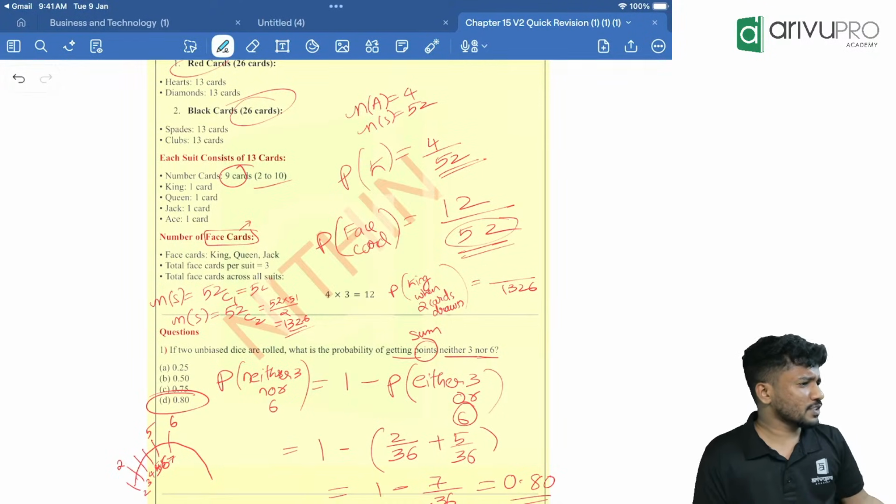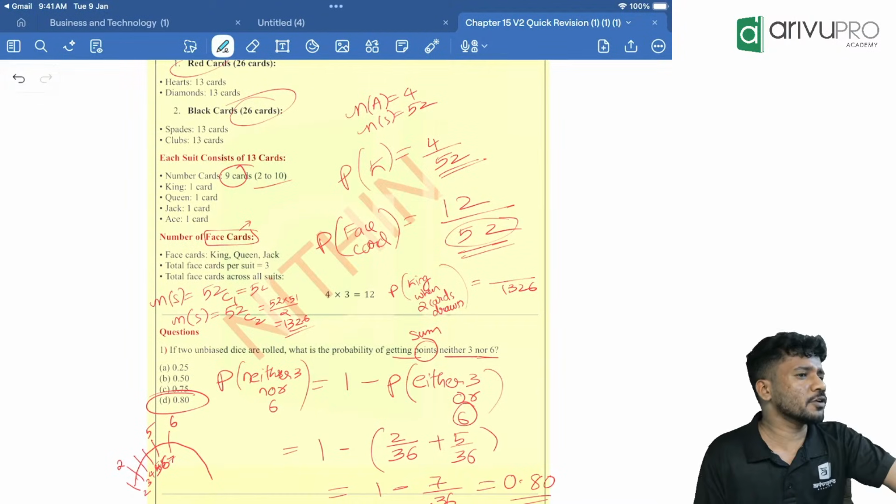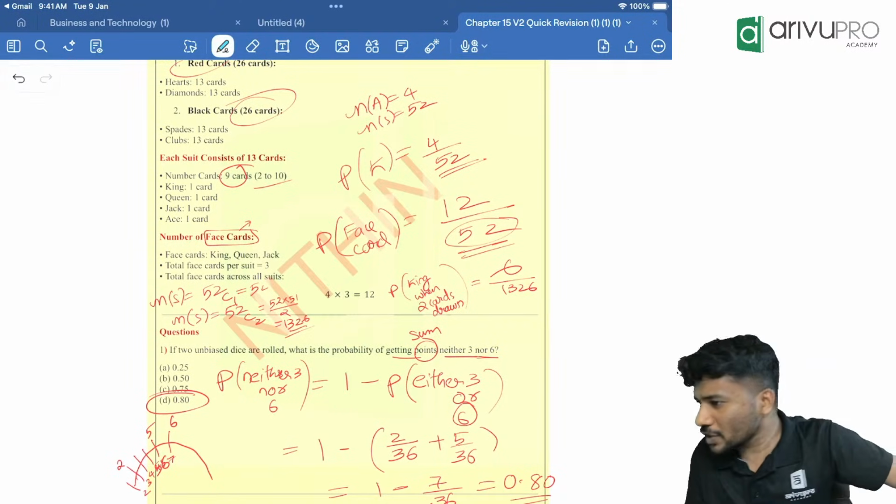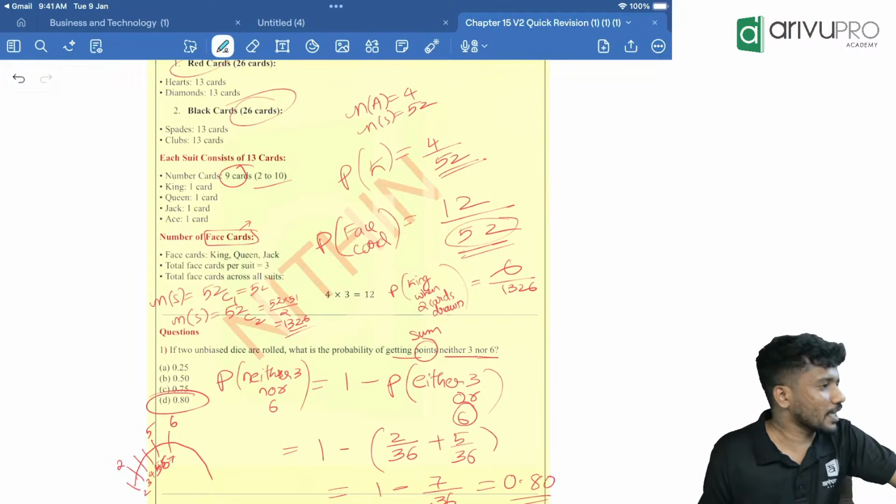We can take it like 4C2 itself because we are aiming to have a king when 2 cards are drawn. So 4C2 will be the numerator. 4C2 will be what? 4 into 3 divided by 2. It will be 6 divided by 1326. That way you can write it. Okay.